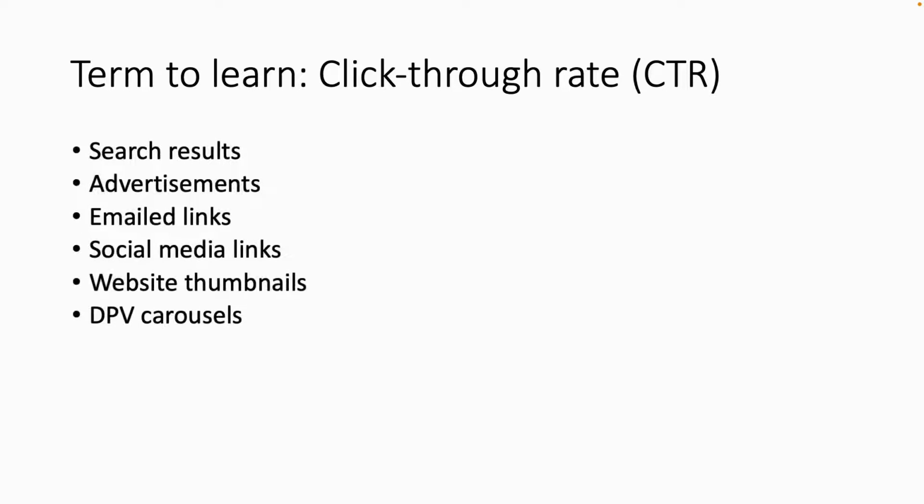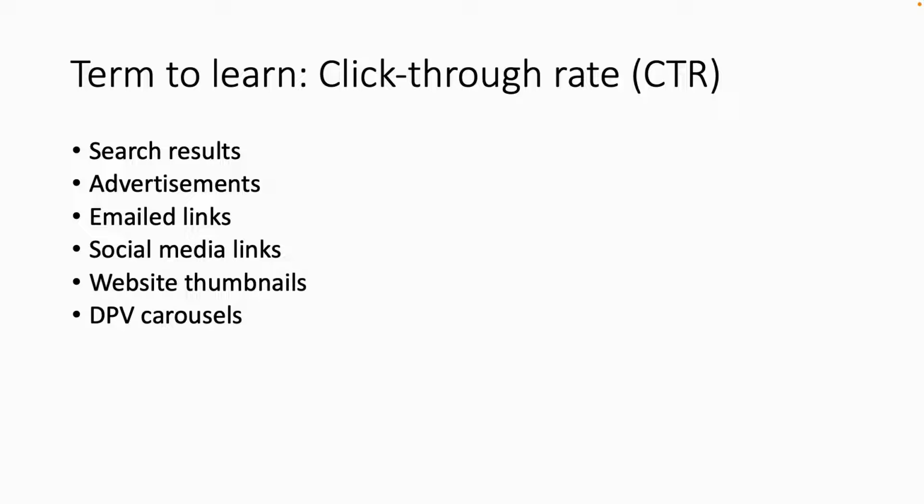So the next term that I want to teach people is click-through rate, or CTR. And this term comes up when you're talking about search results, Amazon advertising, when you're emailing links around, social media links, website thumbnails, and also these detail page view carousels that appear on many detail pages. If you scroll down, you'll see other people's books there.